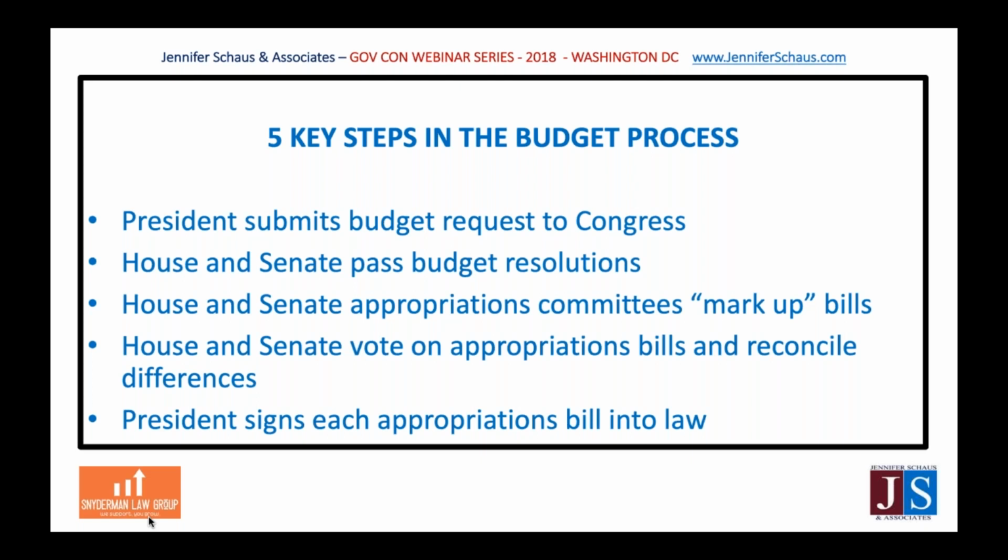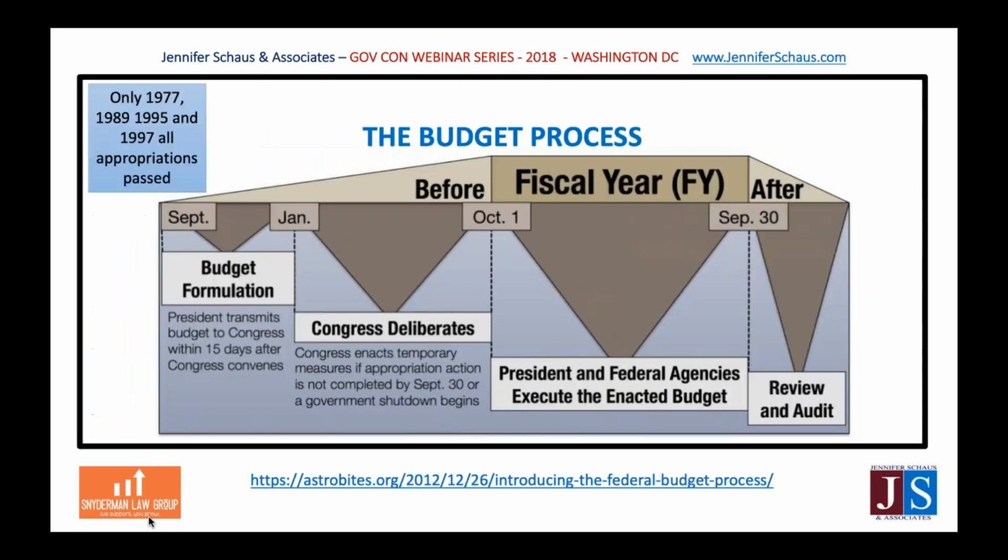The House and the Senate Appropriations Committees, which are about 12 of them, then meet to mark up those bills. They vote on the appropriations bills and they reconcile all the differences. That goes to the President. The President signs it all into law. Now that's the perfect world, and on the next slide we'll see what the cycle is in terms of timing.